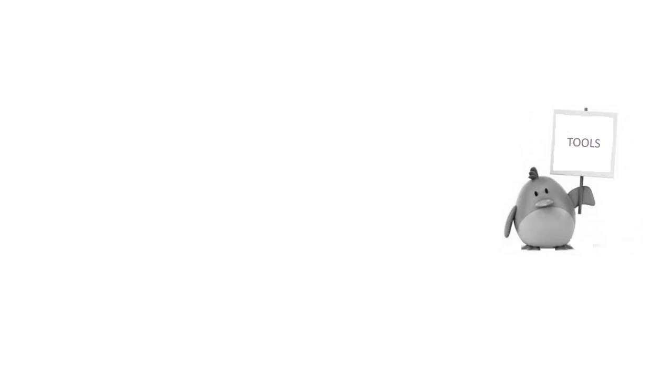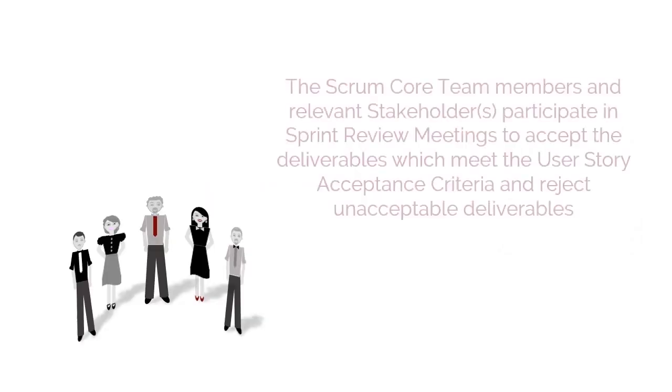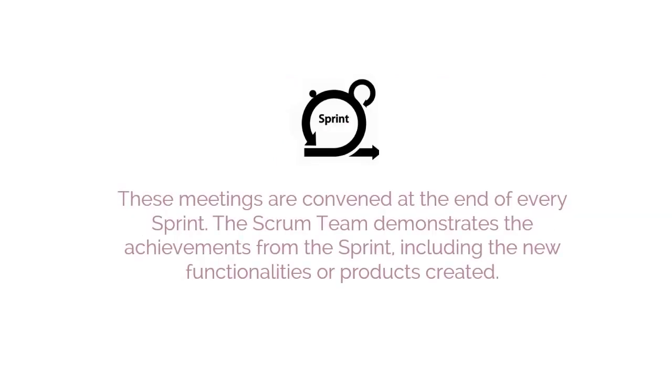The tool being used in this process is the Sprint Review Meeting. The Scrum core team members and relevant stakeholders participate in sprint review meetings to accept the deliverables which meet the user story acceptance criteria and reject unacceptable deliverables. These meetings are convened at the end of every sprint.